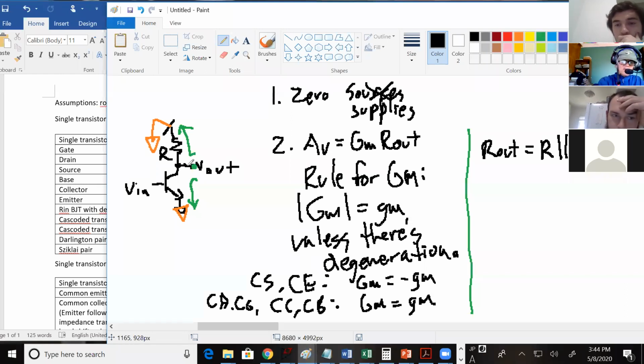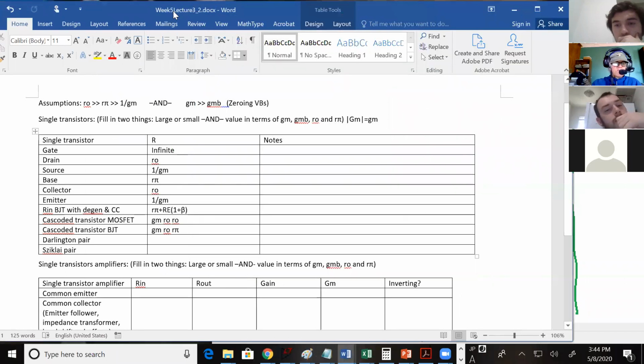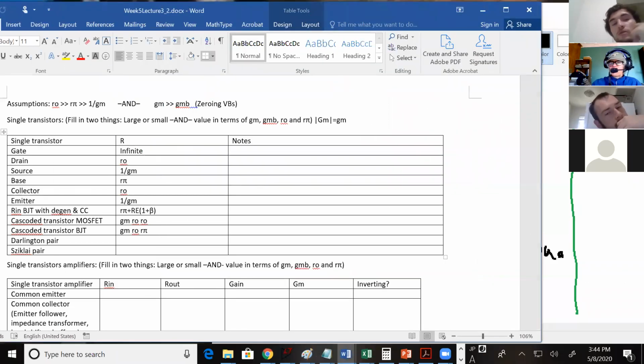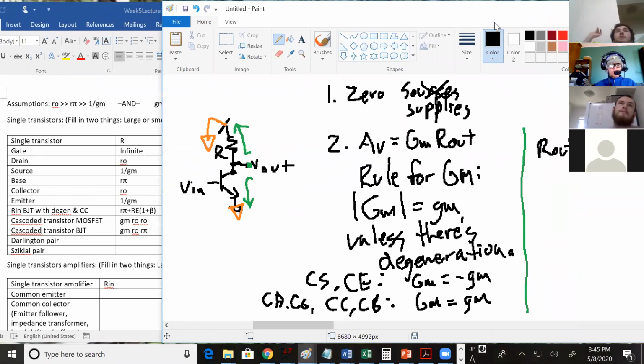So I come in here, and what terminal did I hit here? The collector. So if we go over here, let me move this over. Pretty close. For the collector, what's the resistance you see if you're looking into a collector? R naught. You're done.